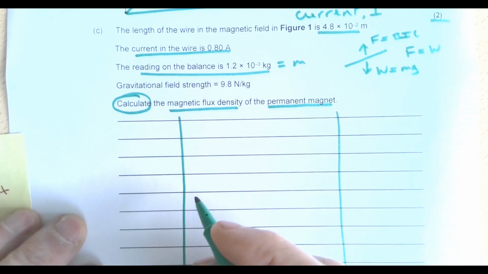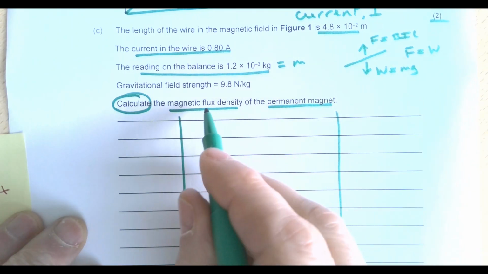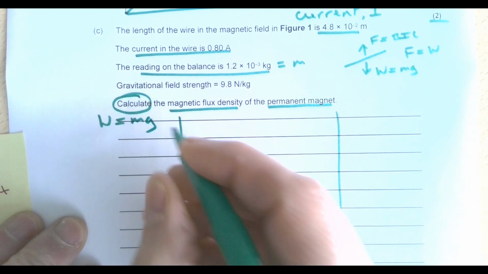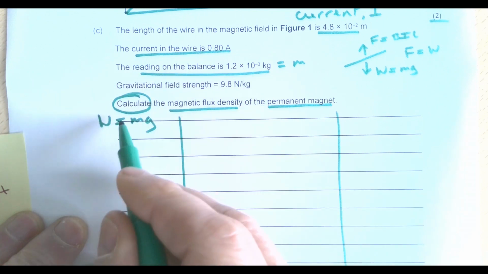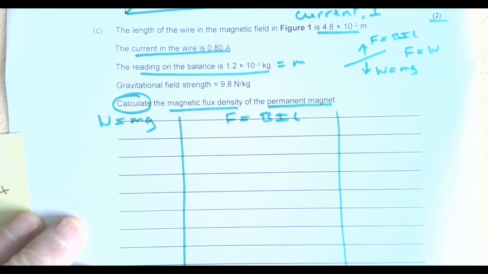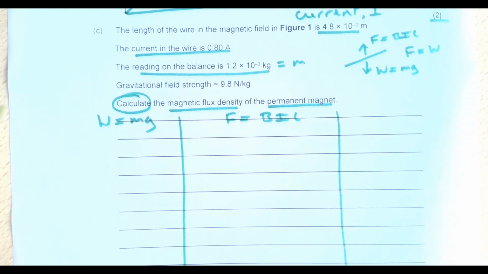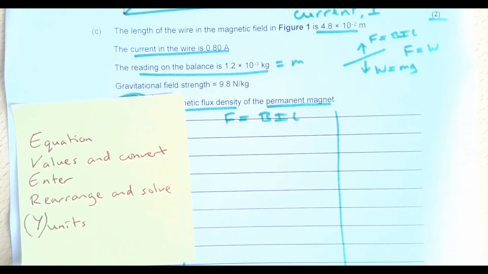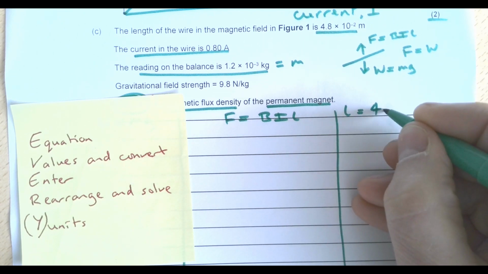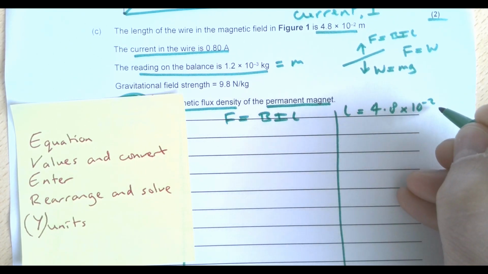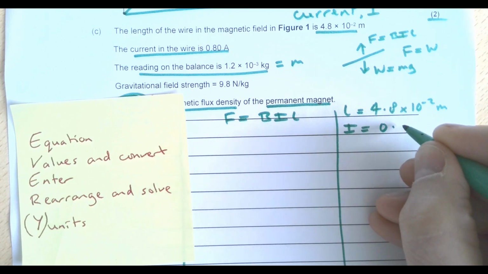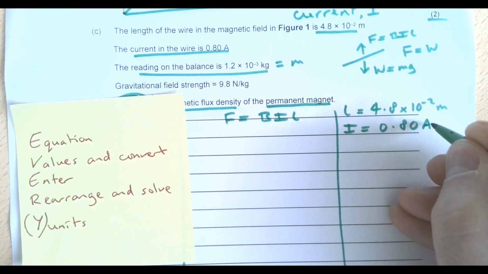So first thing is I'm going to have to work out, I want to find out what B is. So I'm going to convert that reading on balance into weight, and F is equal to B I L. Okay, there are 2 equations. I'm going back then to write down my values and convert if I need to. So I've got length of wire L is equal to 4.8 times 10 to the minus 2 meters. Okay, that's fine, it's in meters. I've got I is equal to 0.80 amps. Okay, I'm happy with that as well.